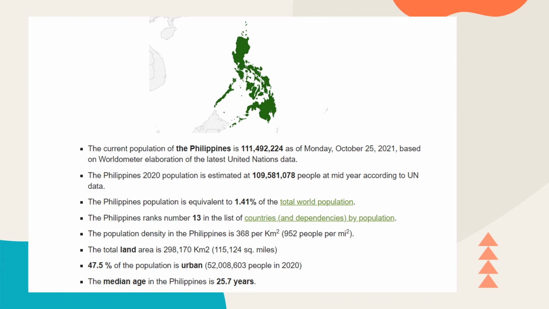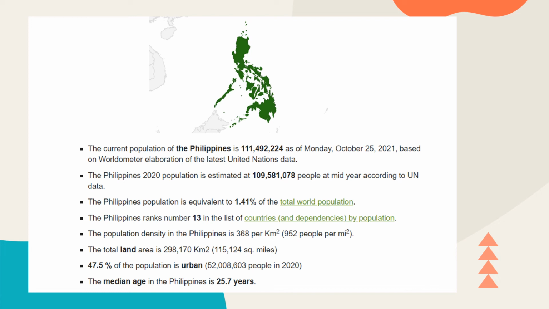The Philippines 2020 population is estimated at 109 million, though many people died last year during the pandemic. The Philippines population is equivalent to 1.41% of the total world's population, and we rank number 13 in the list of countries categorized by population. The density of the Philippines is 368 per kilometer squared, or 952 people per mile squared.